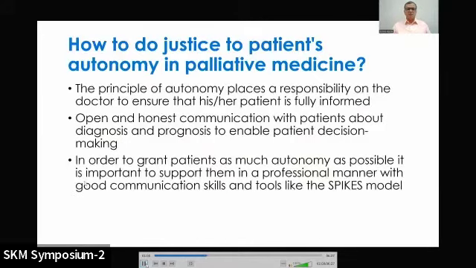How to do justice to patients' autonomy in palliative medicine? Well, the principle of autonomy places a responsibility on the doctor to ensure that the patient is fully informed. Open, honest communication with patients about diagnosis and prognosis enables patients' decision-making in order to grant patients as much autonomy as possible. It is important to support them in a professional manner with good communication skills, and tools like SPIKES may help. The SPIKES model was coined in 2000 by Baile for breaking bad news: Setting up, Perception, Invitation, Knowledge, Emotion, Strategize.